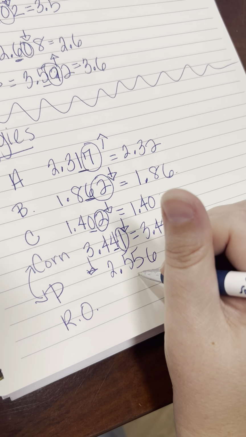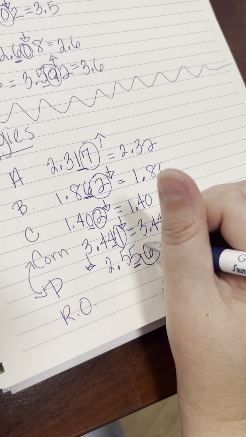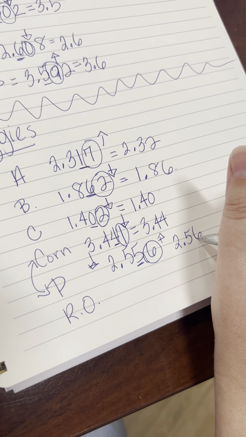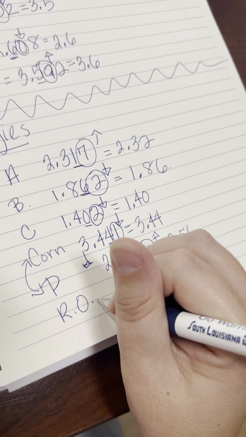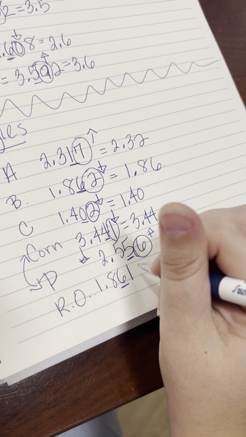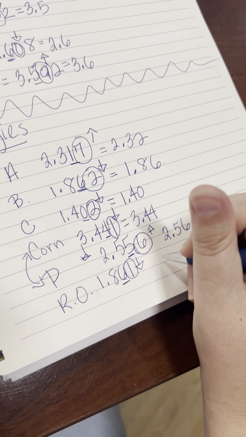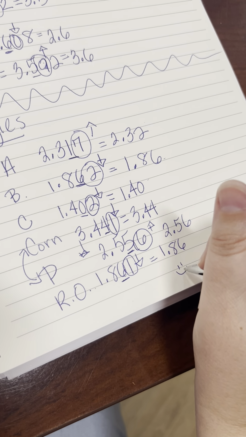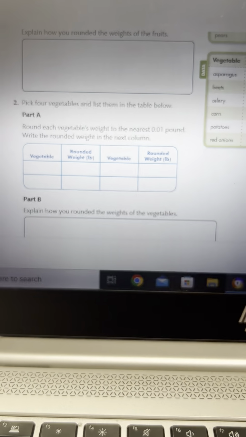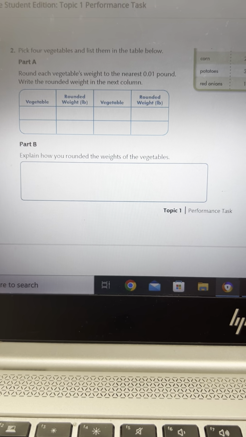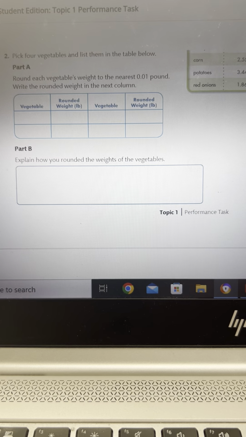This was 2.556. Underline the place value, look at his neighbor, going up. This is 2.56. Red onions. This is 1.861. Underline the place value, circle his neighbor, take a rest. Time to rest. 1.86. Yay! All right. And then when you explain how you rounded the weights of the vegetables, you say, I use the thousands place to round to the hundredths place.